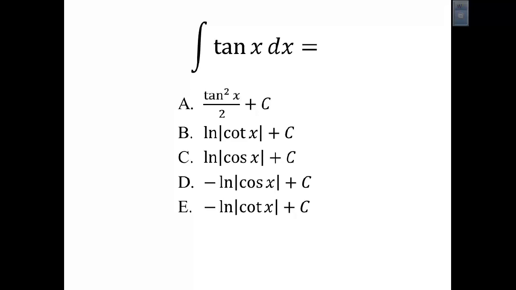All right, next answer. And I'll give you a hint on this one. You want to use the definition of what tangent is. Tangent is sine x over cosine x. Use that and see what you can come up with using some u substitution. All right, pause the video, give it a try. All right, the correct answer for this one is D.